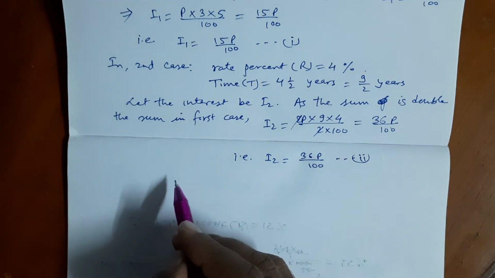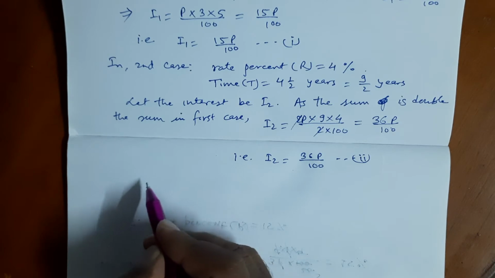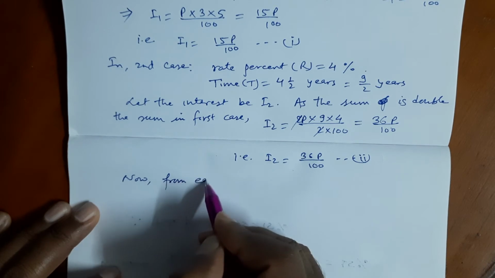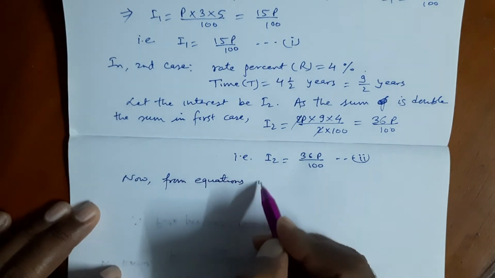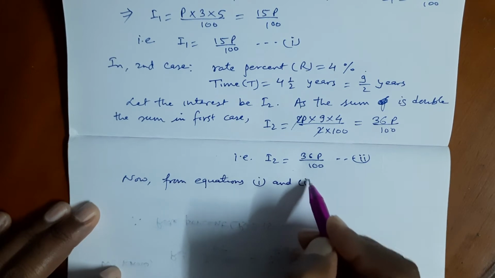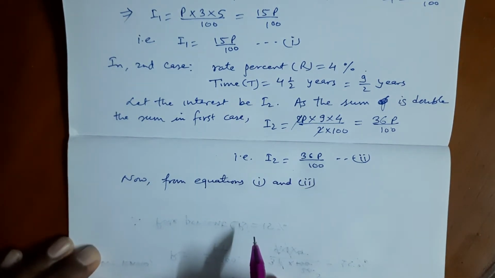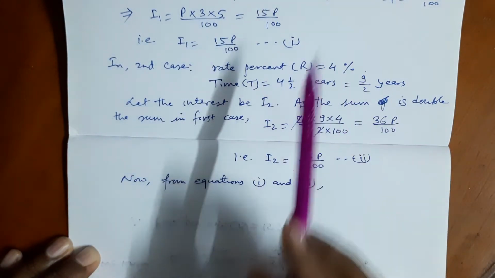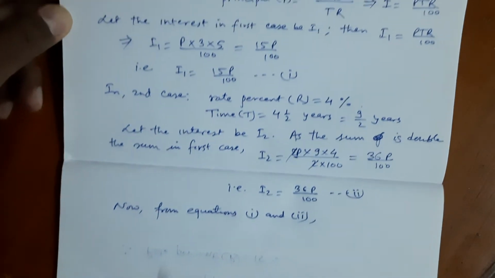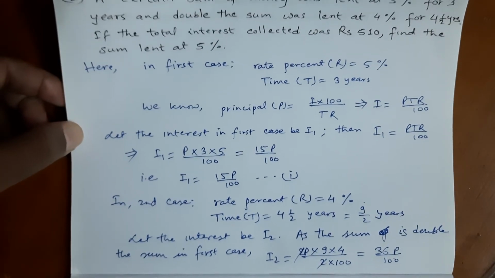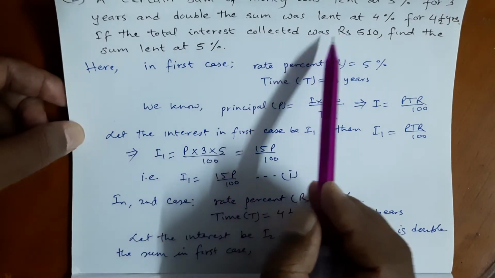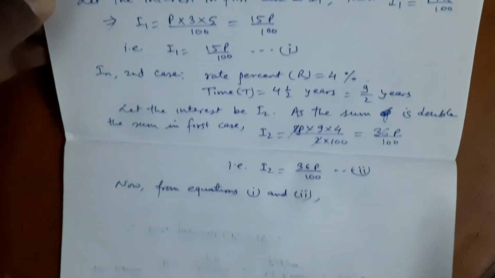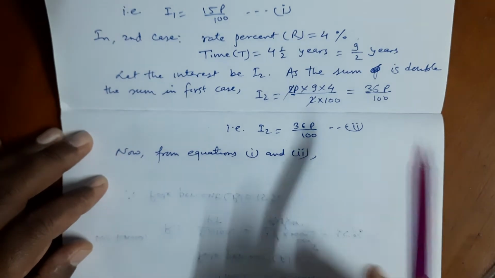Now from equations 1 and 2. According to the question, the total interest collected was rupees 510, as you can see in the question. So I1 plus I2 equals rupees 510.